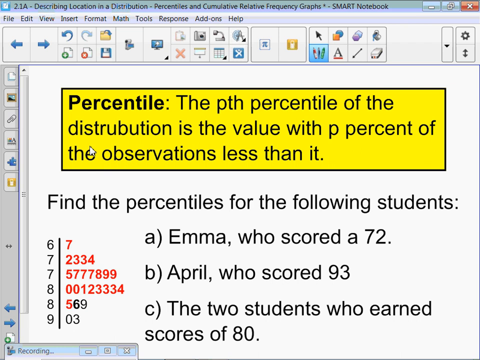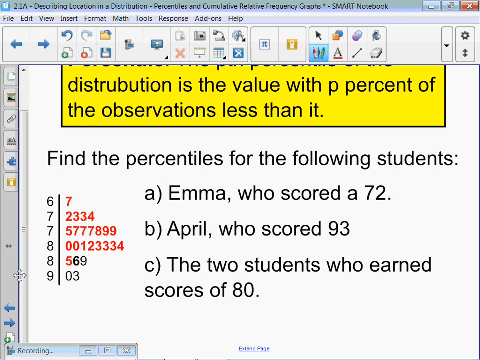Find the percentiles. Emma got a 72 on this test. So count up how many are below the 72. There's only one below. Somebody got a 67. So one person is below the 72, so I have 1 out of 25. And so Emma scored at the 4th percentile.